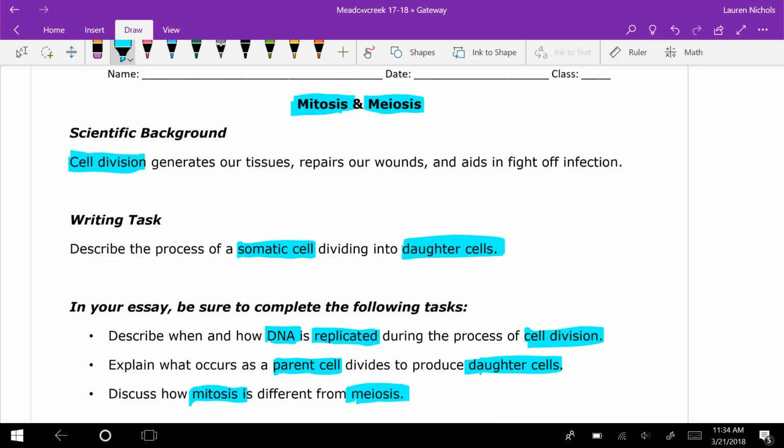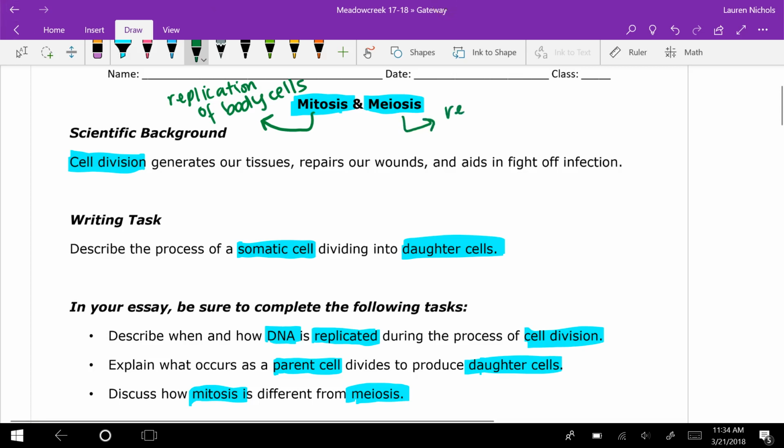Okay, so once you have highlighted keywords, you want to go back in and make sure that you can define those words. So let's talk about mitosis. What is mitosis? Mitosis is the replication of body cells. This is any skin, organs, muscles, bone, things like that.